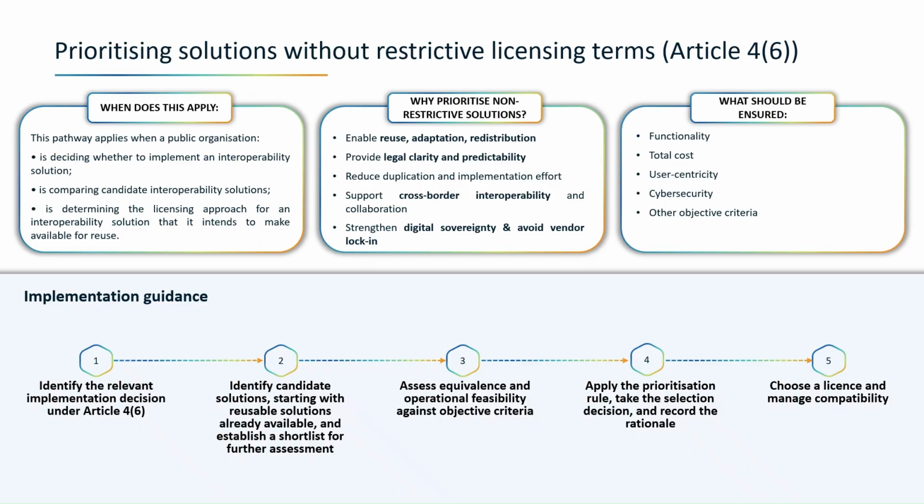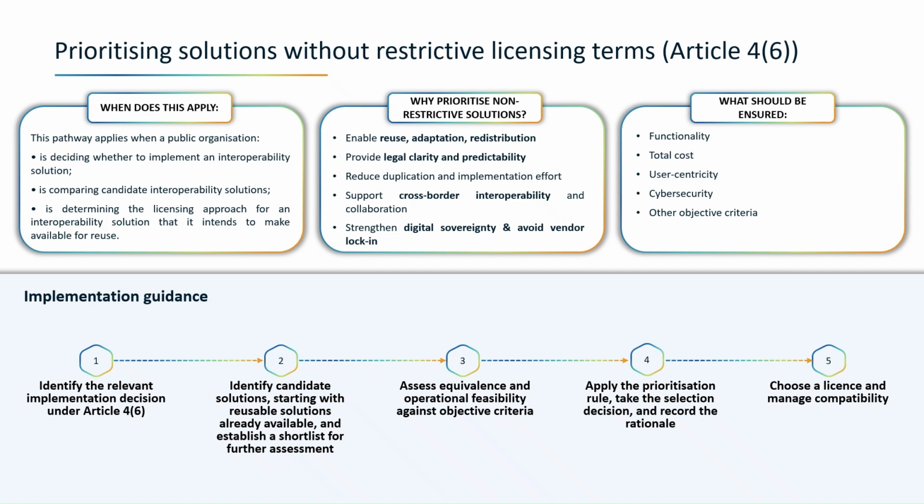So let's move to pathway one, which concerns the prioritization of solutions without restrictive licensing terms. This pathway applies when a public organization is deciding whether to implement an interoperability solution, comparing candidate solutions, or determining the licensing approach for a solution that it intends to make available for reuse. The key point here is equivalence, where a public organization is choosing between possible solutions. It should assess whether a solution without restrictive licensing terms is equivalent to other available options.